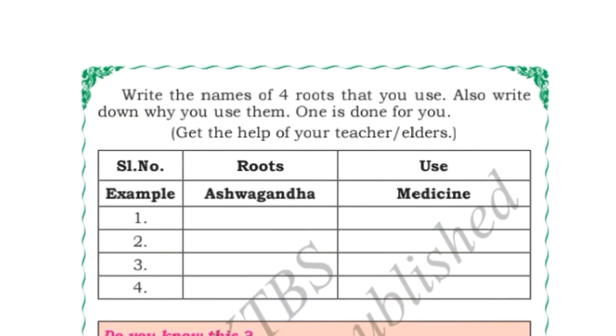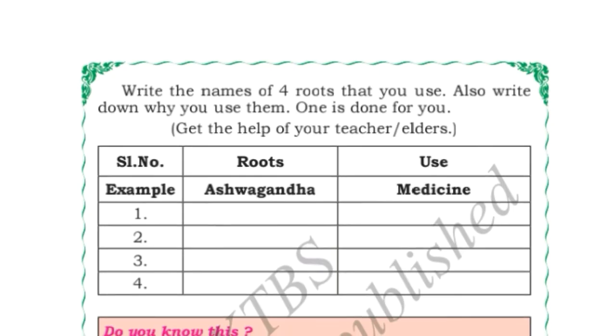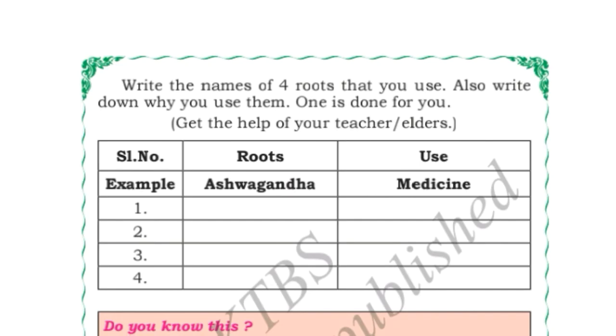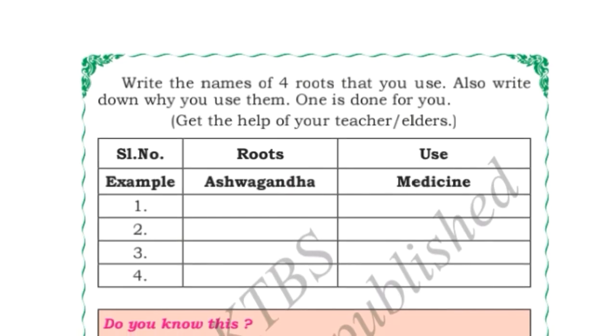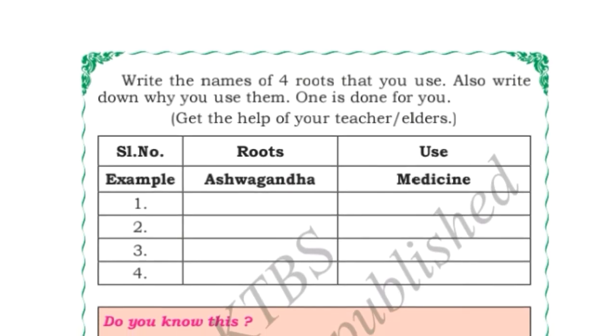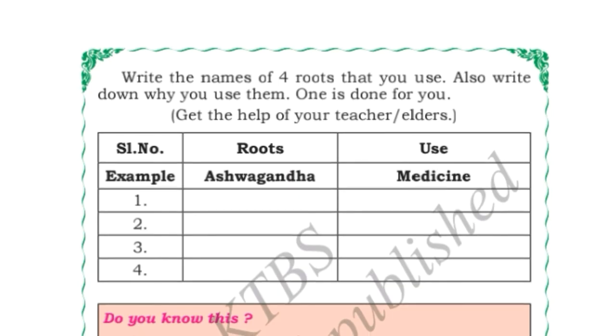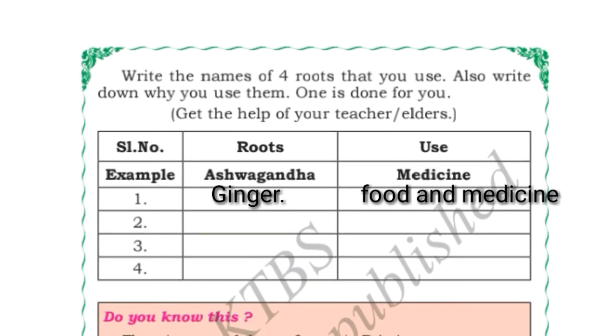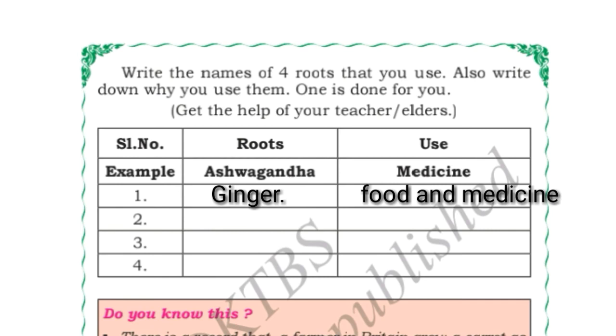Write the names of 4 roots that you use. Also write down why you use them. One is done for you. See, ashwagandha is a root. It is used as a medicine. Second, shall we write ginger? Ginger is also a root, okay. Ginger is a root. So why do we use ginger?